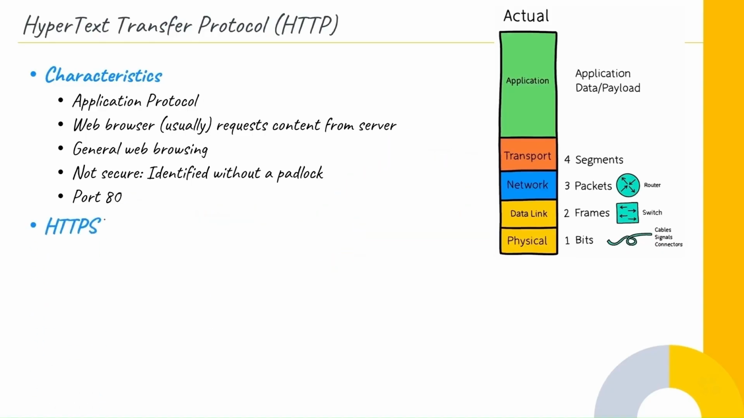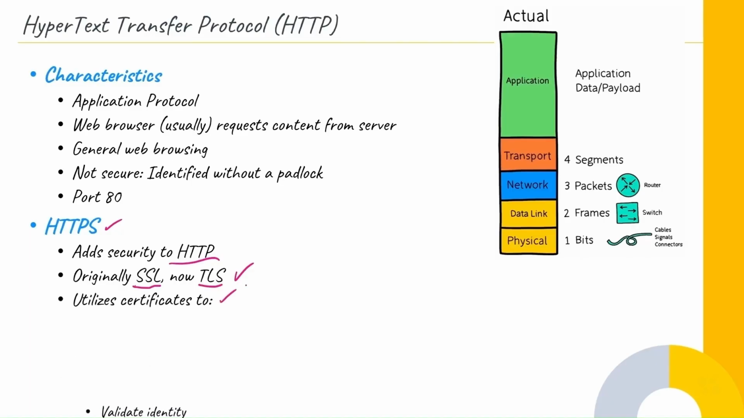Now then, moving on, we also have HTTPS. This is going to just add security to HTTP. And what it uses originally was Secure Sockets Layer. Now it uses Transport Layer Security, which is more secure. And it uses certificates to do a couple of different things.